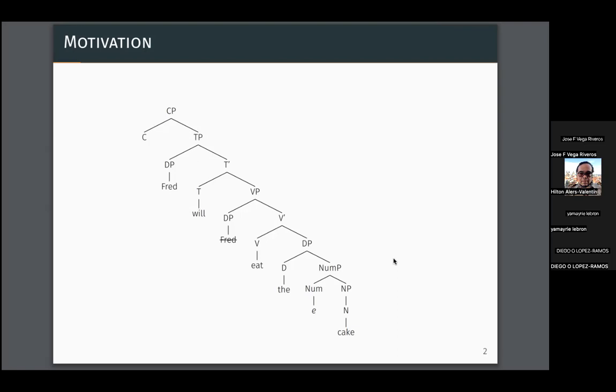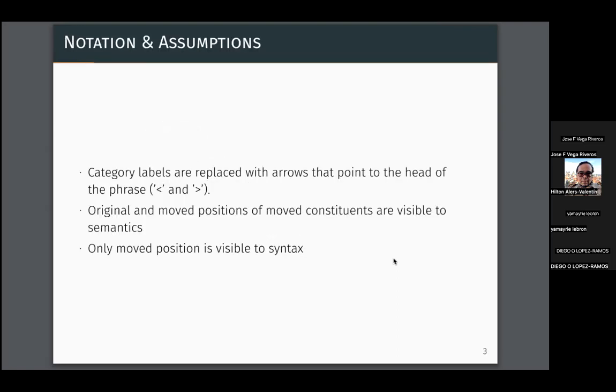So the tense is repeated 3 times, and so on. We want to eliminate this kind of repetition, right? So what are we going to do? We're going to replace category labels with arrows that are going to point to the head of a phrase. We'll get into more of the specifics later.